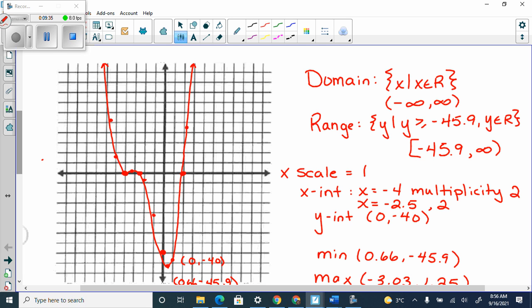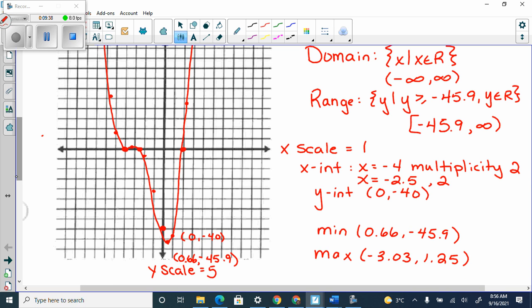And then determine the zeros. Well, the zeros are right here. And you have to make sure you say multiplicity 2, right? Or you're not getting the mark. Then we're going to flip over.